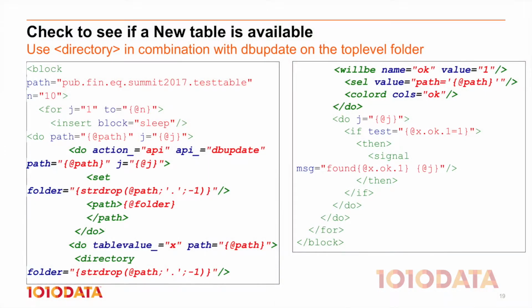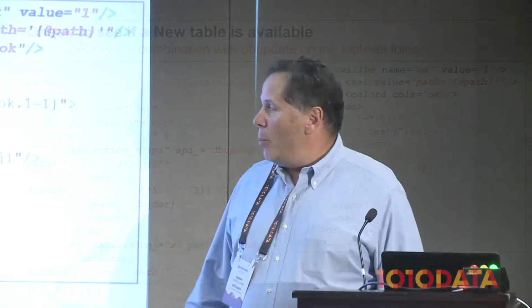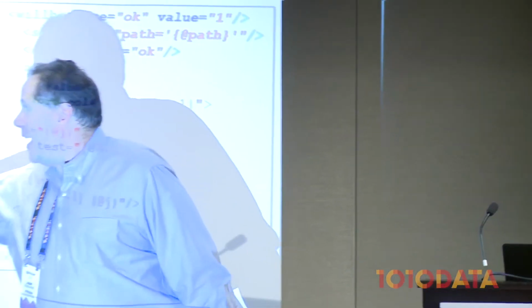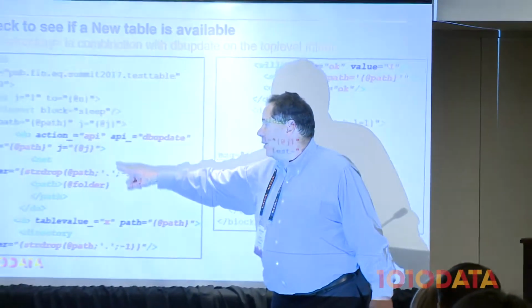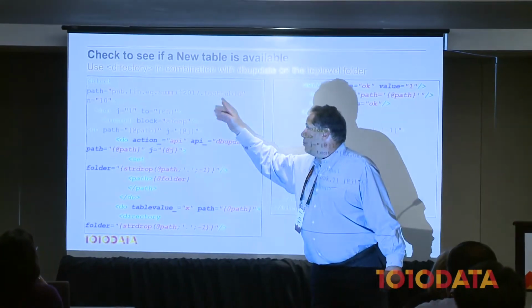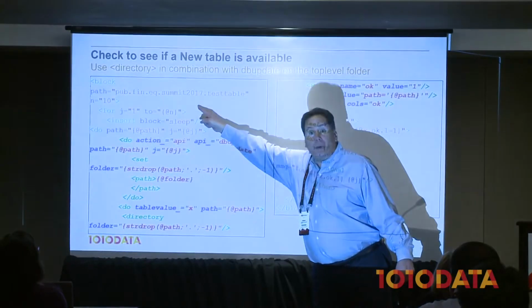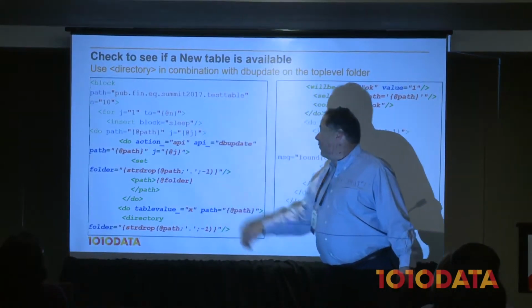And the third variation in this case is what happens if the table doesn't exist at all? So there's no table there. The dbupdate command will also work on top-level folders. So when you use dbupdate on the top-level folder, if that table somehow gets added, it's going to show up. So what we're doing here is we're taking this path, we're looking for this table, we're dropping the test table part of it, so we're just looking at the folder itself.